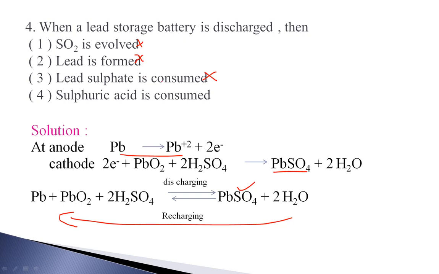Then sulfuric acid. Sulfuric acid is used here in the discharging process. So H2SO4 is consumed on discharging. So option 4 is the right answer.